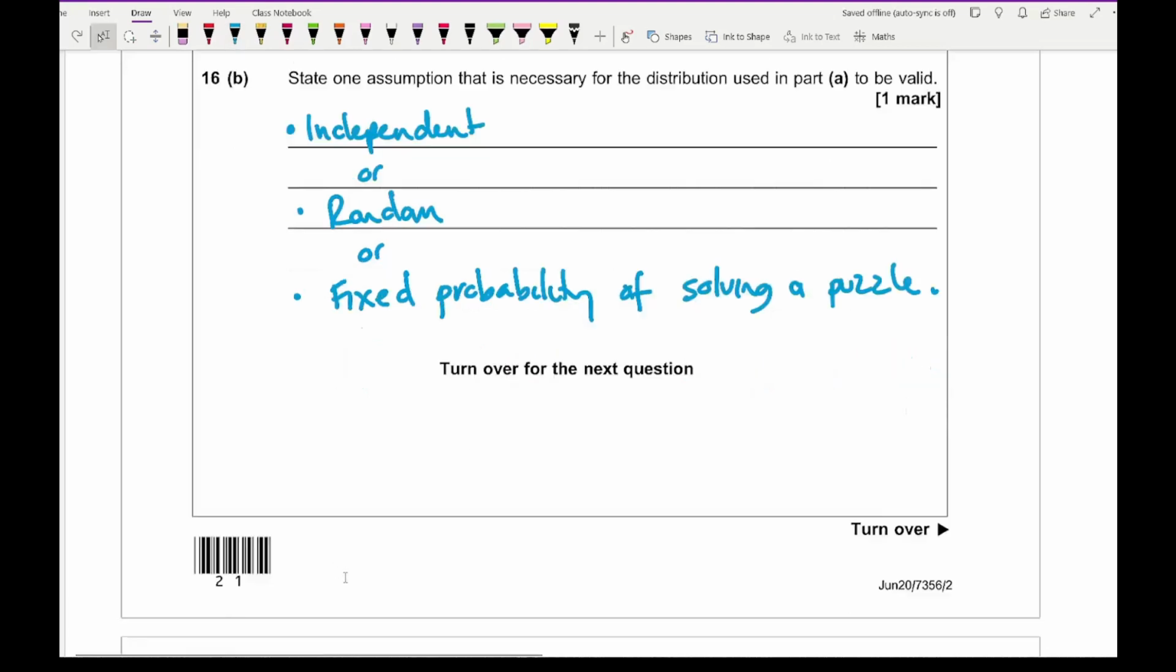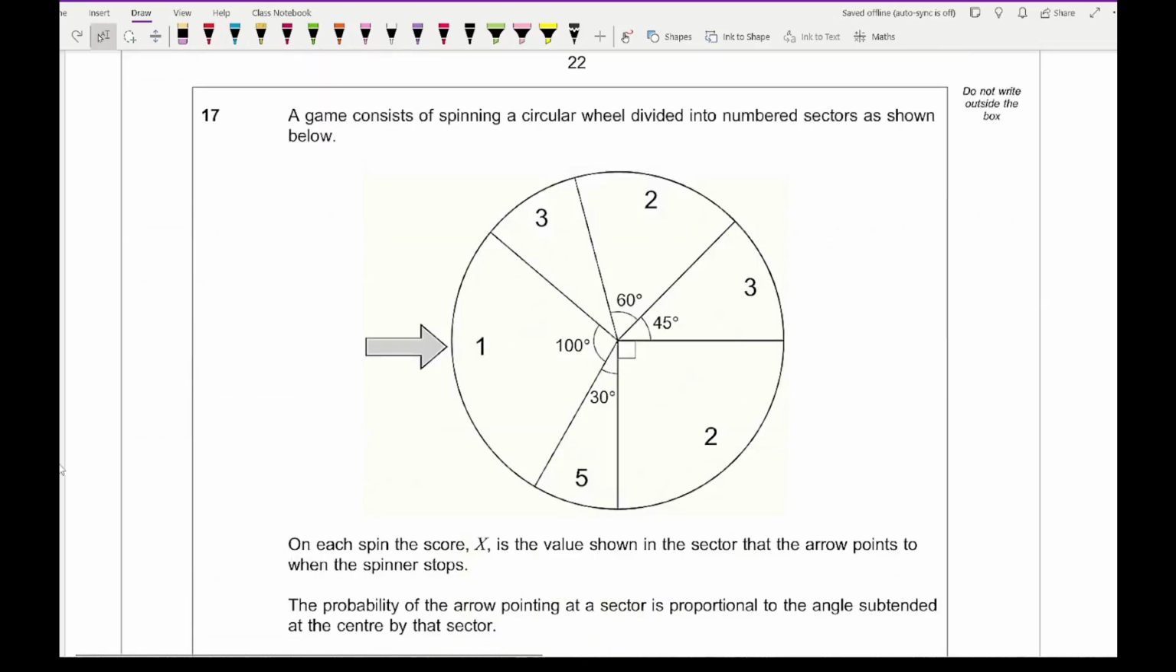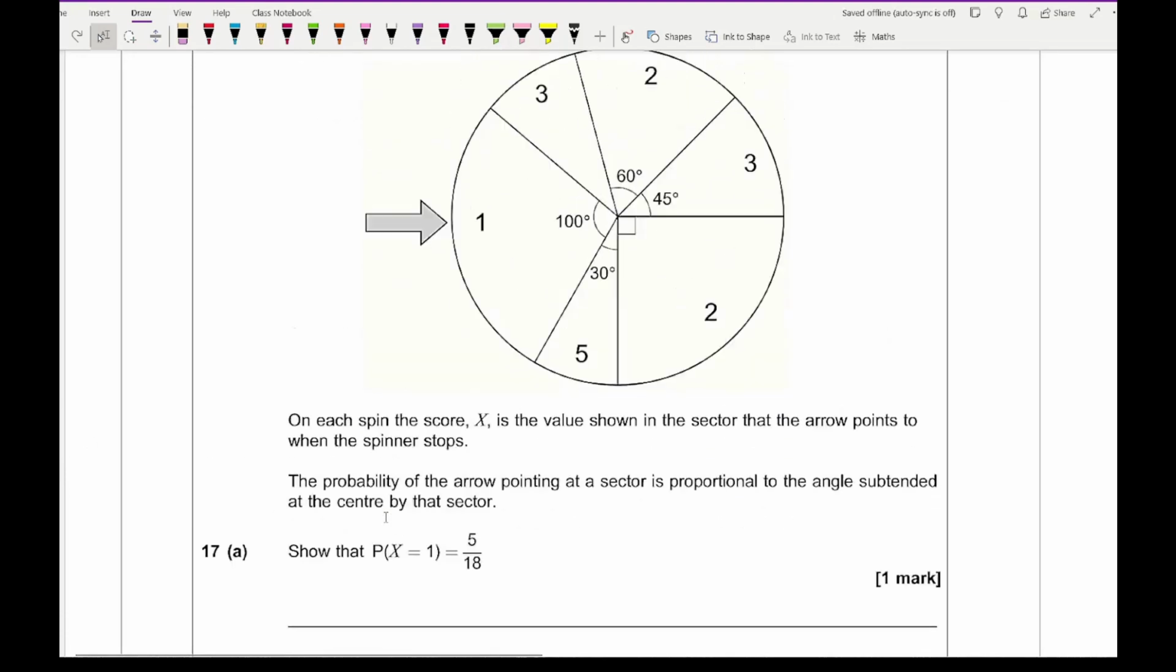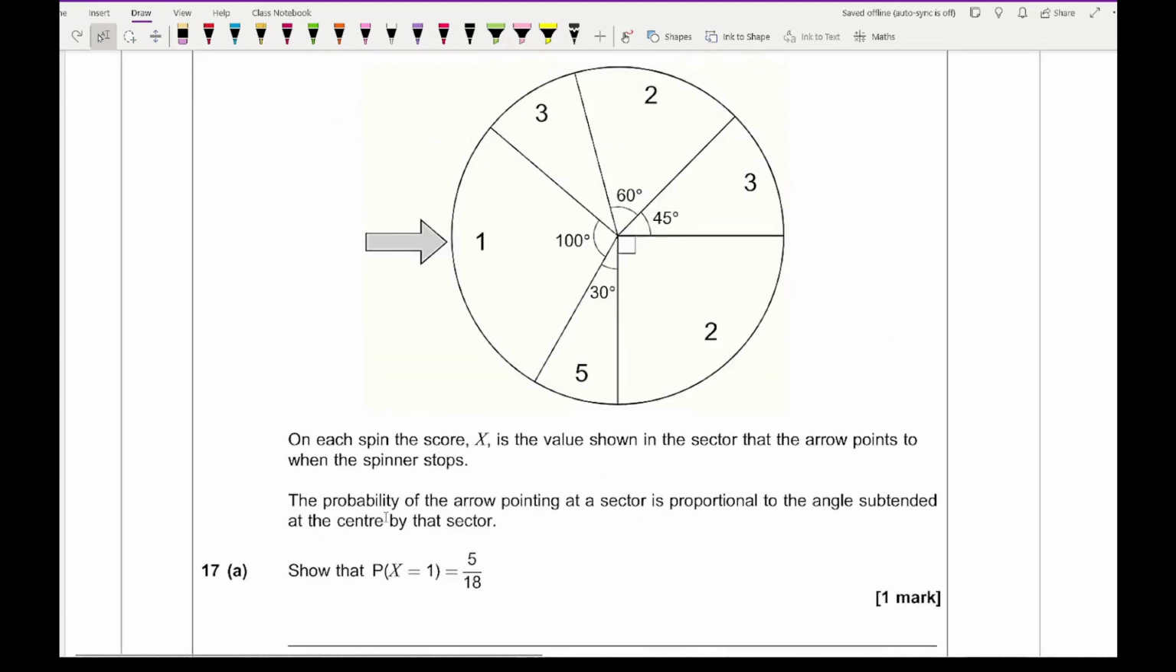And there we go. Then moving on to question 17, it says that a game consists of spinning a circular wheel divided into numbered sections as shown below. On each spin, the score x is the value shown in the sector that the arrow points to when the spinner stops. The probability of the arrow pointing at a sector is proportional to the angle subtended at the centre by the sector. Show that the probability of getting a 1 is equal to 5/18.